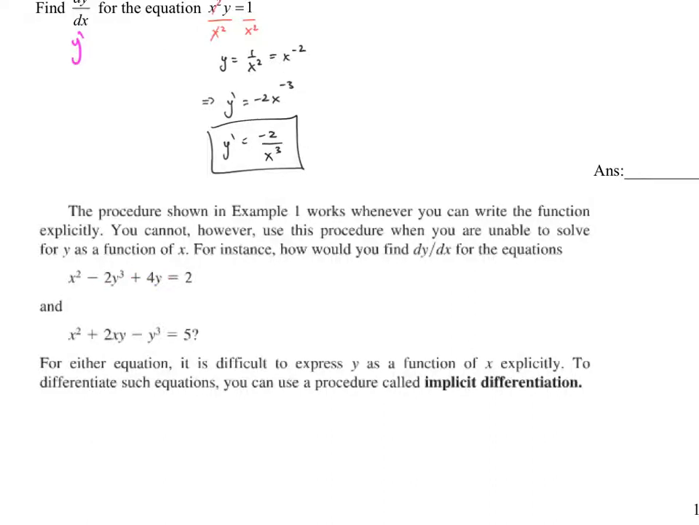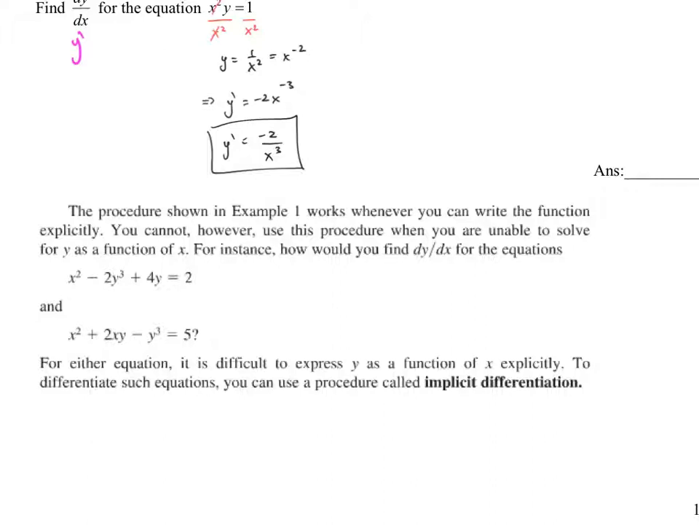equals, and then you would have something on the right. And then you would say, okay, well, maybe they both have a y, so you could factor out a y, but it still wouldn't work. Same thing with the next equation. If you have x squared plus 2xy minus y cubed equals 5, you can't solve for y on these problems. And certainly if you did solve for y, it wouldn't be a function. Remember, a function is each input has one output.